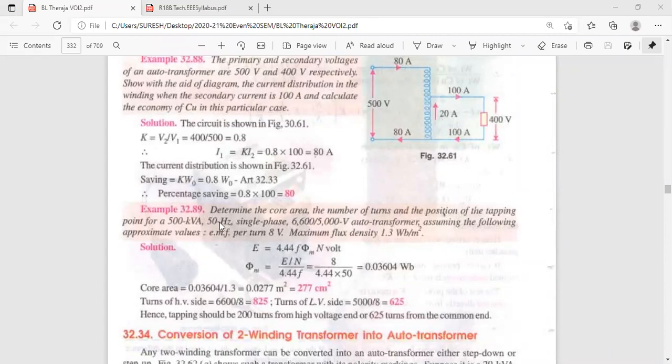Take down this question, 32.89. Yesterday we had done a problem; today we'll do this problem, 32.89.